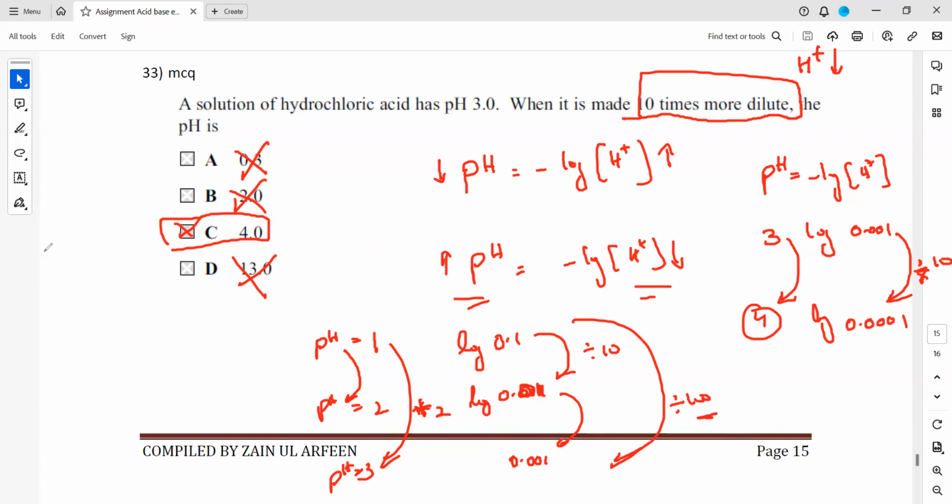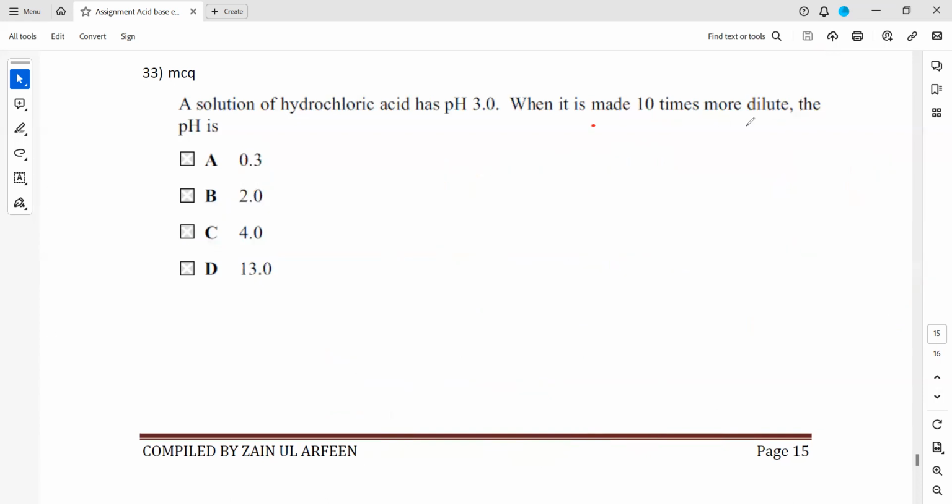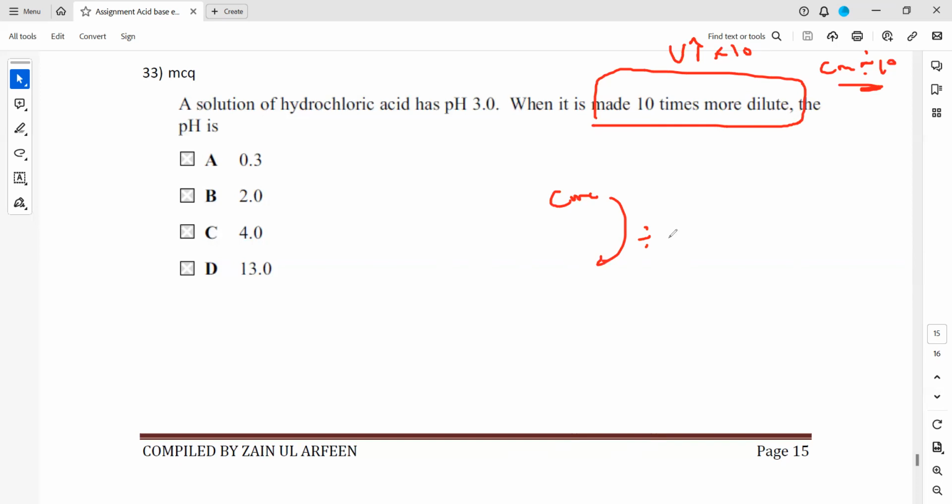So as a result, as a solution becomes more dilute, it means the volume is increased by factor 10 or the concentration is decreased by factor 10. If the concentration is decreased by factor 10, what happens to the pH? The pH will increase by 1. And if it was divided by 100, this will increase by 2. If it was divided by 1000, it will increase by 3.